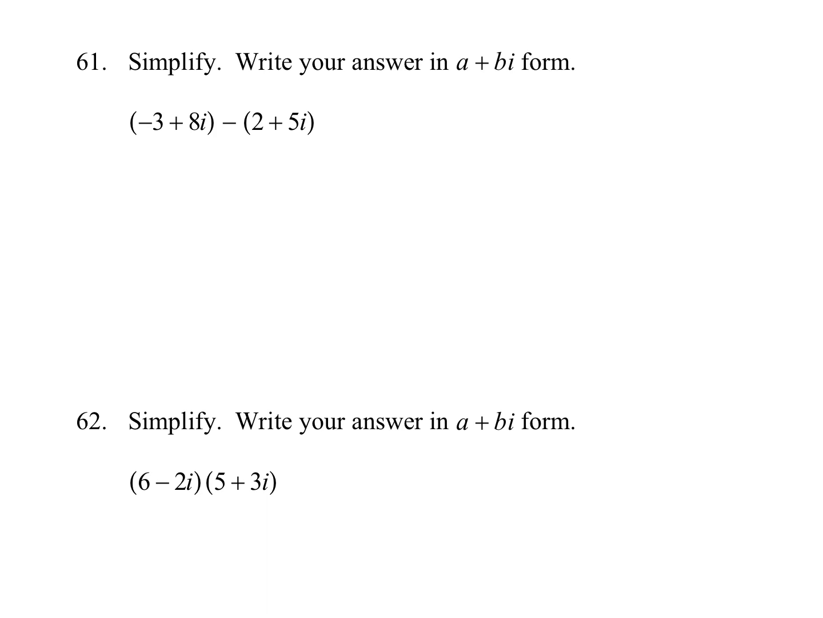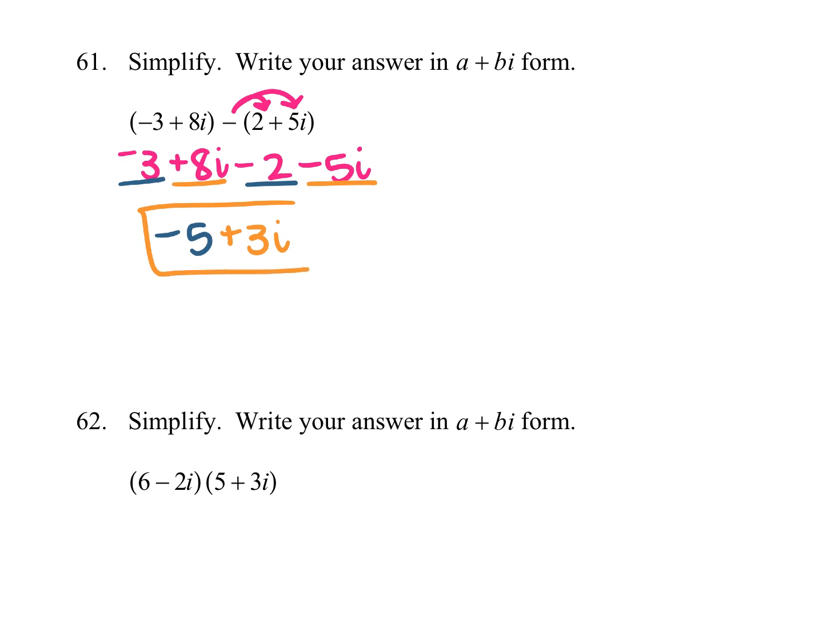For 61, you have negative 3 plus 8i minus 2 plus 5i. So distribute the negative into the side of parentheses. That gives you negative 3 plus 8i minus 2 minus 5i. So negative 3 minus 2 is negative 5. Your 8i and your negative 5i give you 3i. So that's negative 5 plus 3i.